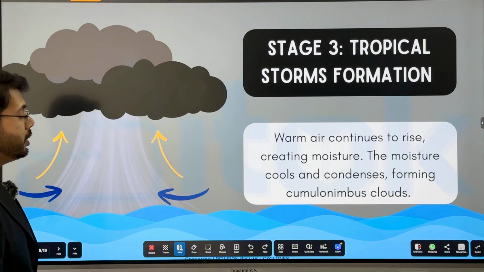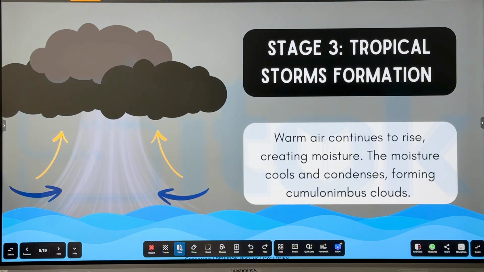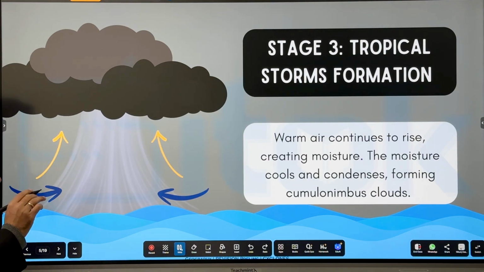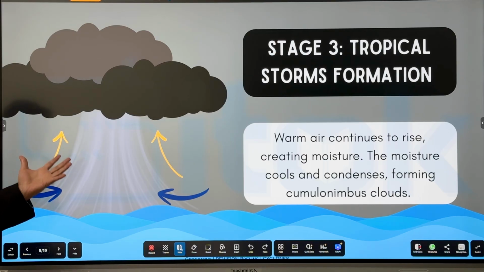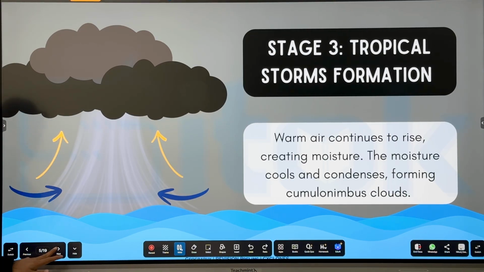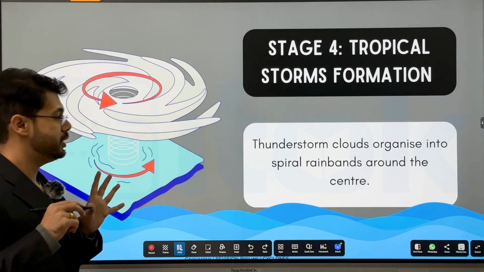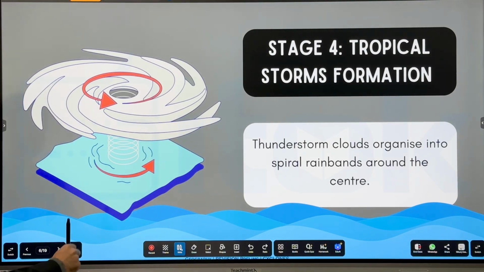Now as warm air continues to rise, creating moisture, the moisture cools and cumulonimbus clouds are formed. So the moisture has cooled down, cumulonimbus clouds are formed, and there will soon be a good amount of rainfall. Finally, thunderstorm clouds organize, and now rain bands are getting created.